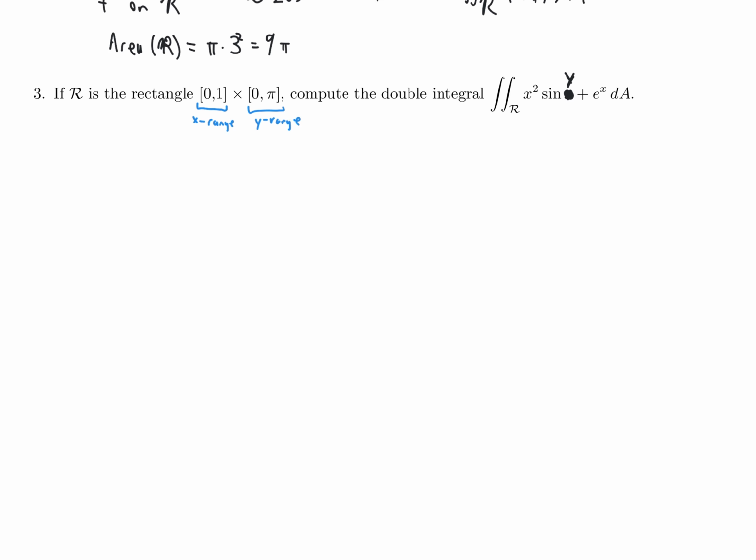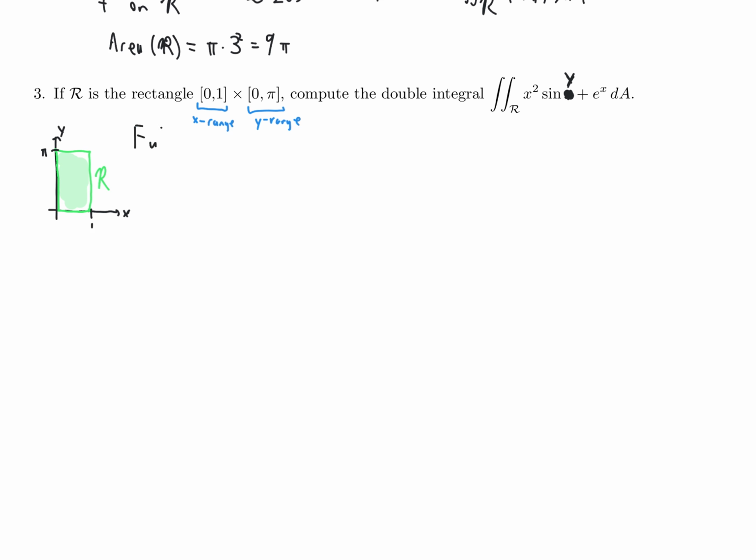So this is a way of describing rectangles, and I'll just draw the rectangle for you here so it's clear what I mean. I want x to range from 0 to 1 and y to range from 0 to pi. So I'll go ahead and draw that rectangle for us here. So x goes from 0 to 1, y goes from 0 to pi.